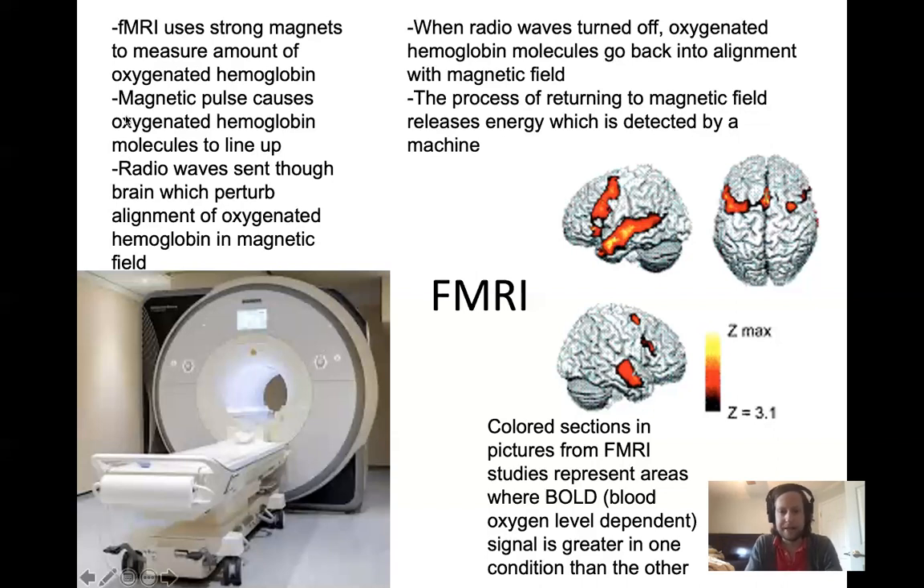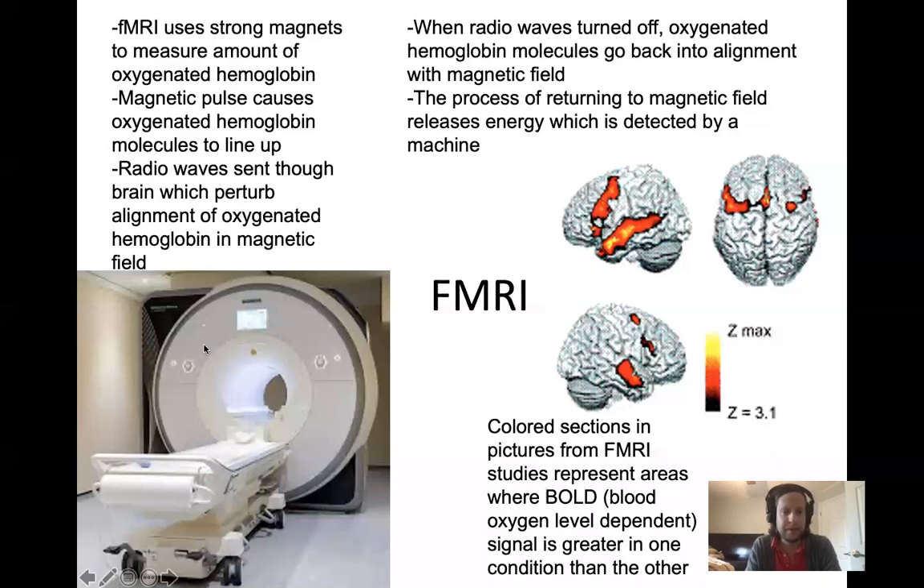As the name implies, the F stands for functional. It's functional magnetic resonance imaging. F is for functional. The M is for magnetic, and that's because magnetism is an important part of how fMRI works. So you can see an fMRI machine right here. A participant or a patient lays inside on this bed, and then their head goes inside this area right here.